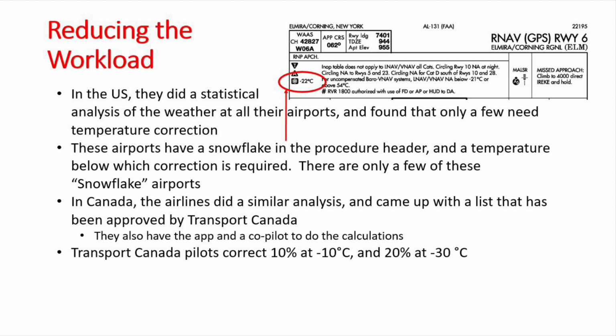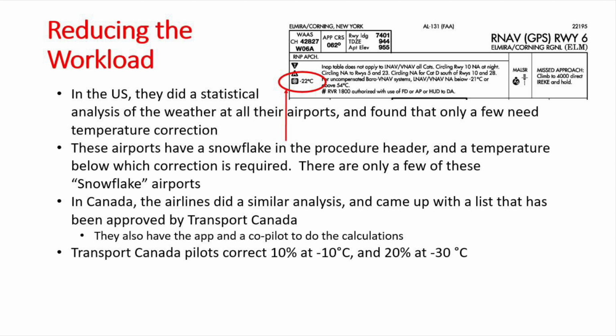Apparently, the FAA thinks so. They've designated a short list of airports where temperature correction is required and the temperature below which you must apply it. They're called snowflake airports. You can view this list on the internet. The classic example is Aspen, Colorado, but there's an example of one nearer home that's in lower lying country. Elmira, New York is a snowflake airport, and you have to apply correction when it's minus 22 centigrade or below. That's probably not too often.